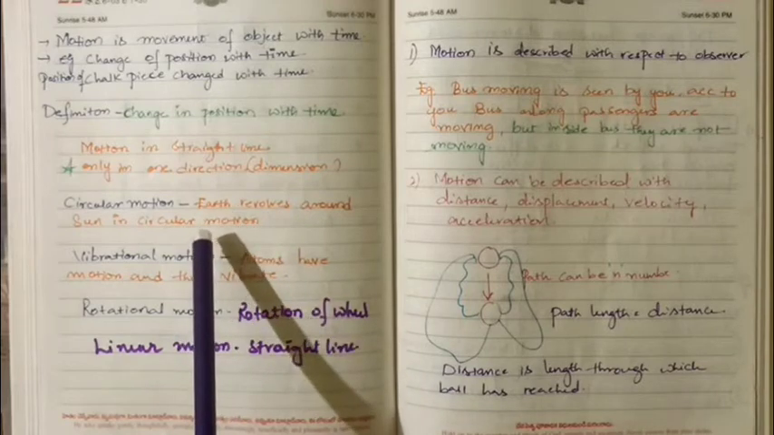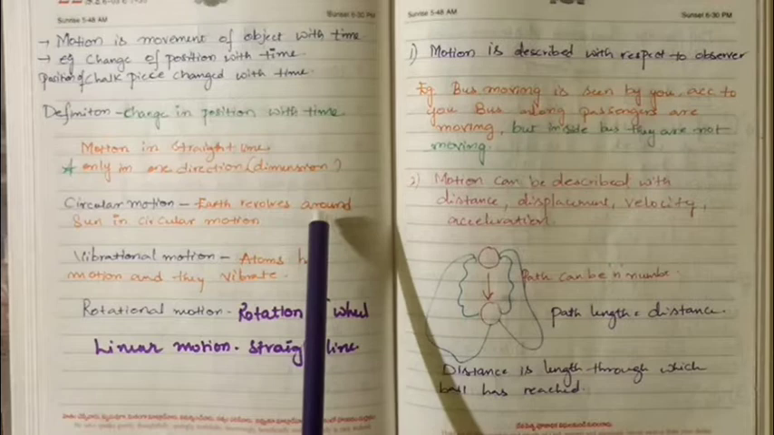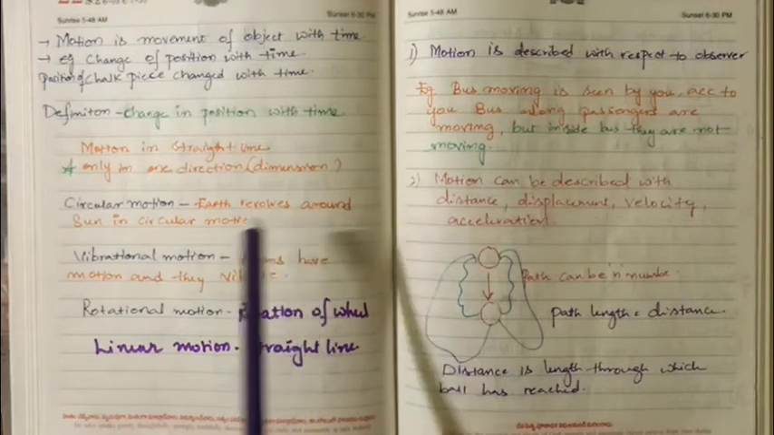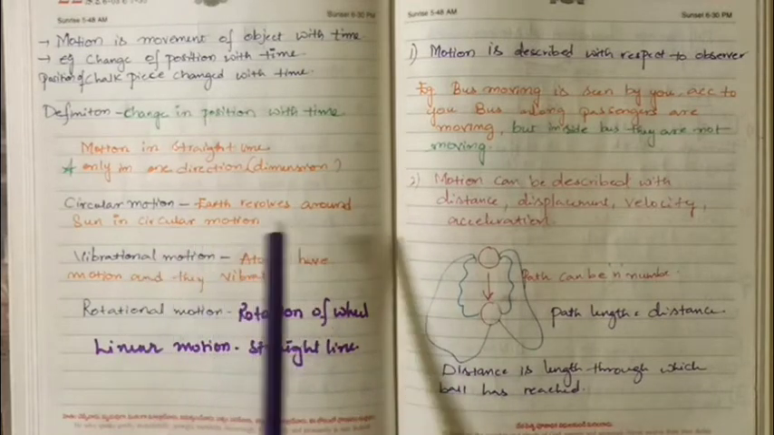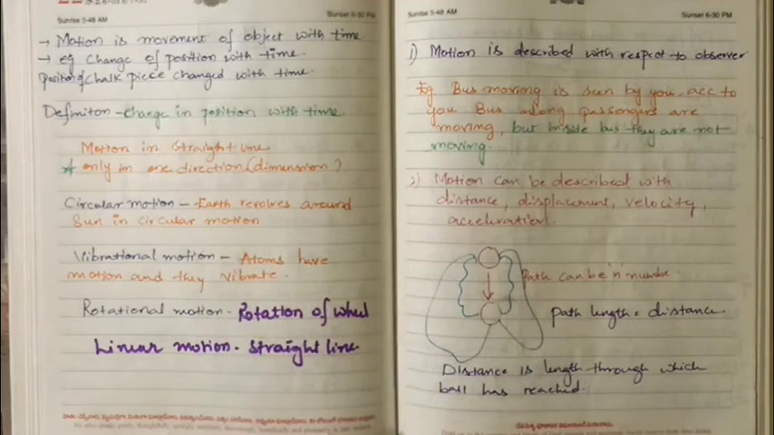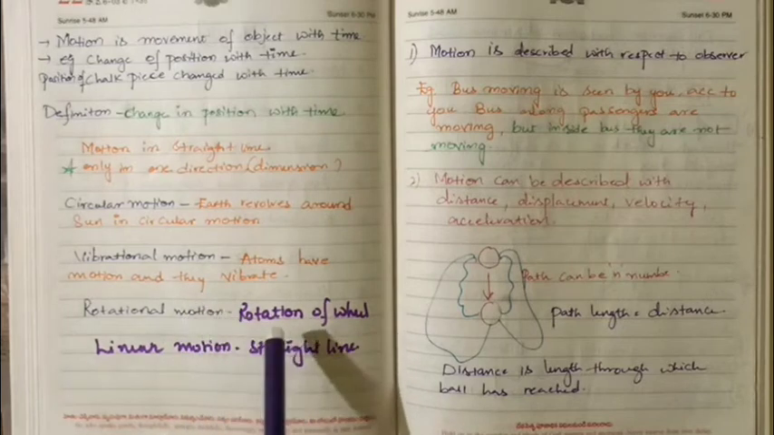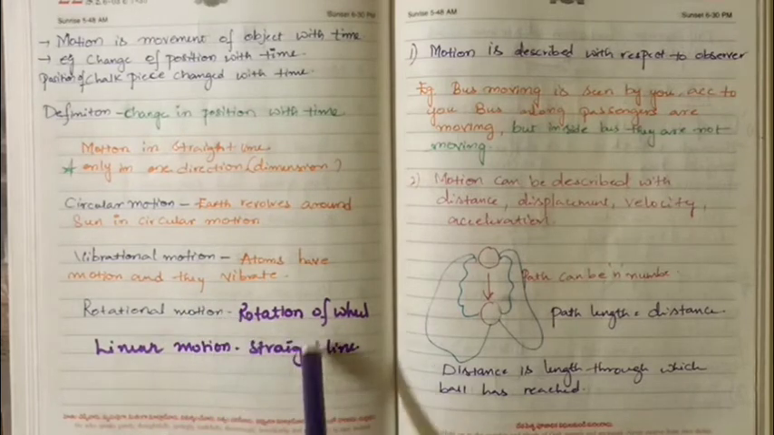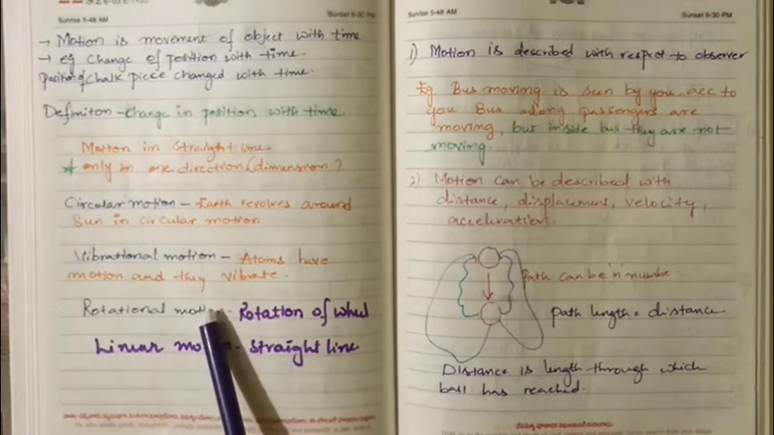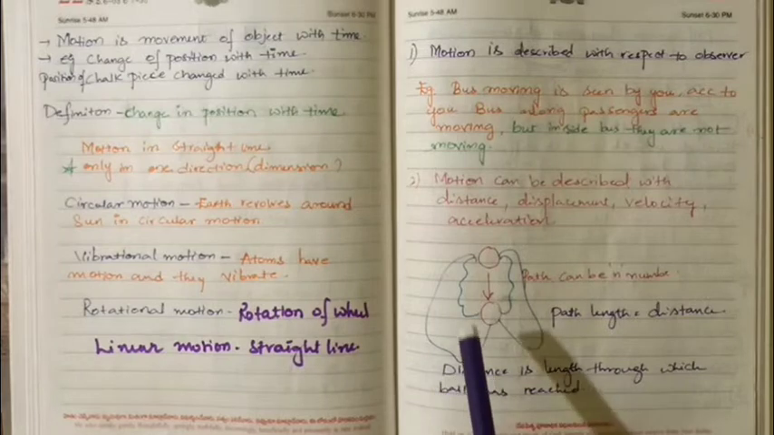One is motion in a straight line in one direction, which is nothing but rectilinear or linear motion. Then circular motion, as earth revolves around the sun, that we can take as an example of circular motion. Then vibrational motion, atoms have motion and they continuously vibrate, so this comes under vibrational motion. Then rotational motion, rotation of a wheel you can take as an example for rotational motion.